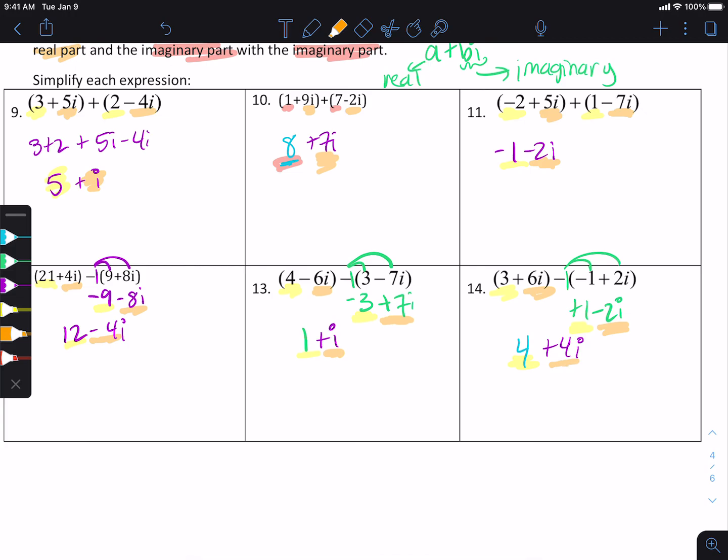And that's how you combine your complex numbers, just like we've done with radicals and with polynomials. You just combine your like terms. When you're subtracting, you make sure you distribute the negative to all parts of the parenthesis it's in front of.